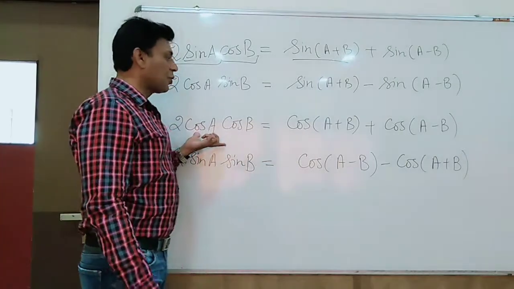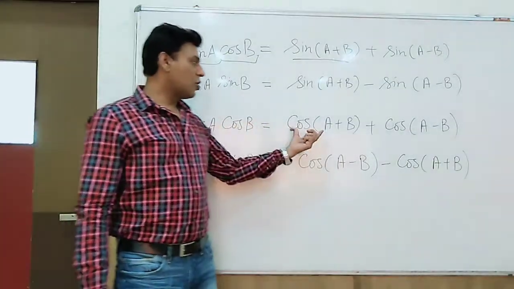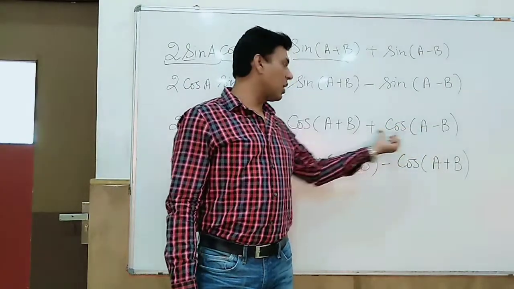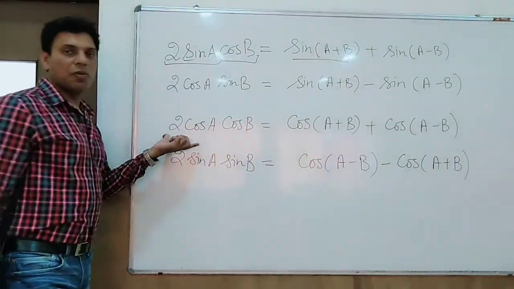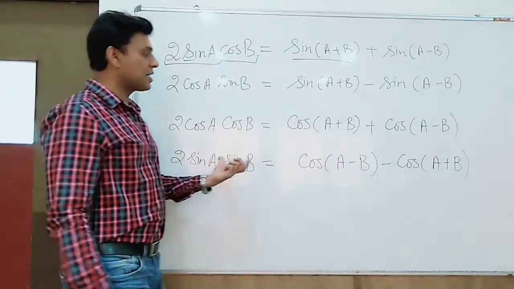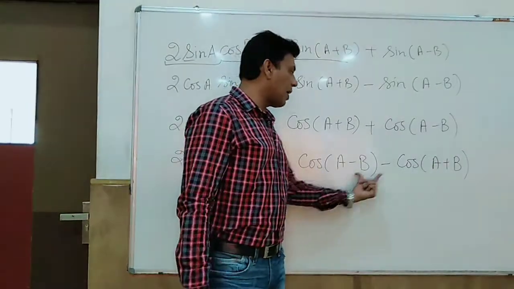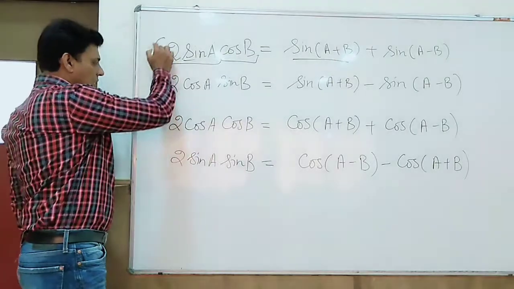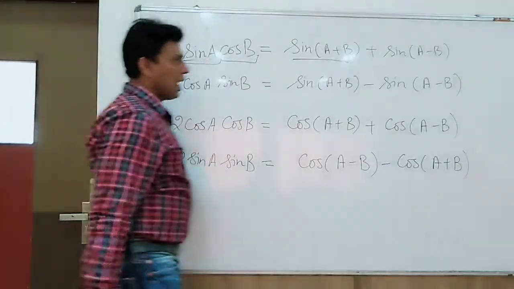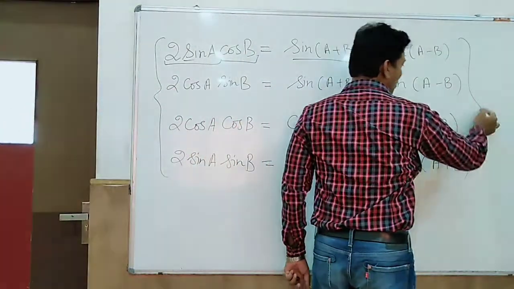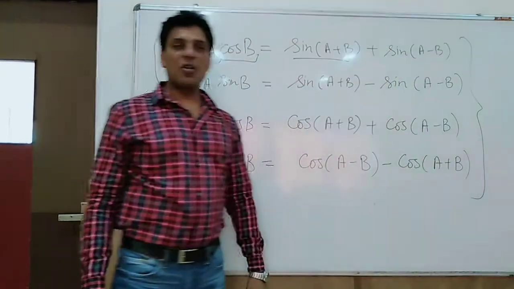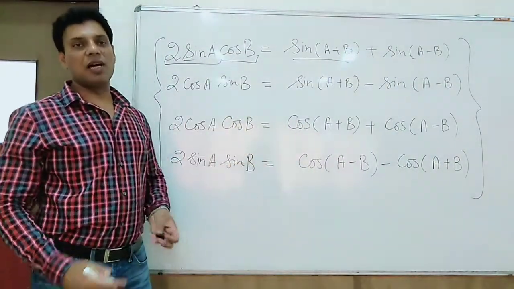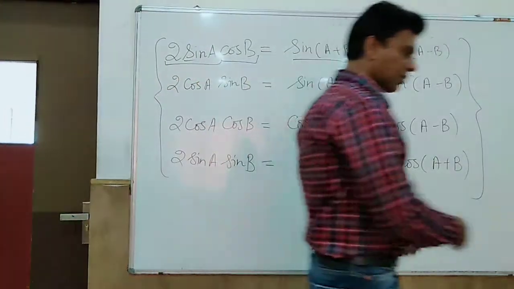If you want to show this result, open the cos(A+B) formula and the cos(A-B) formula, then add, and you will have this formula. Similarly, 2 sin A sin B is equal to cos(A-B) minus cos(A+B). So these are four formulas. You have to memorize these four formulas, because now we are going to do some questions on the basis of these formulas. So keep watching.